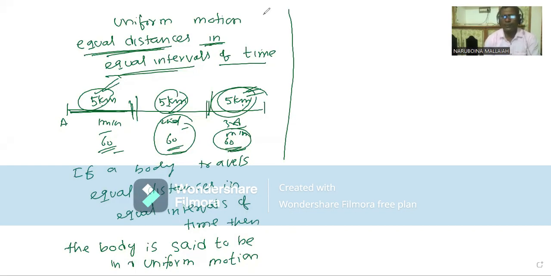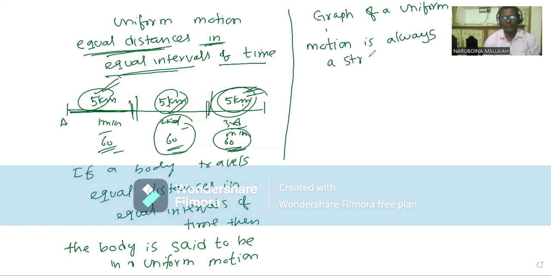The graph of a uniform motion is always a straight line. The graph of a body which is in uniform motion is always a straight line. This is one important point, that we have to prove.